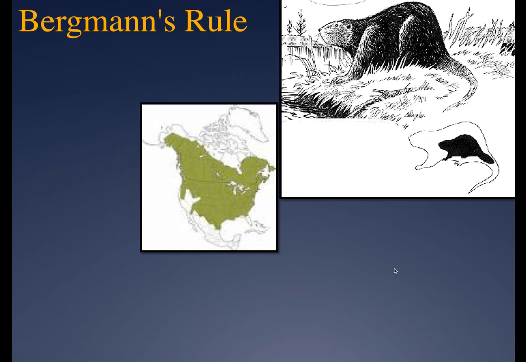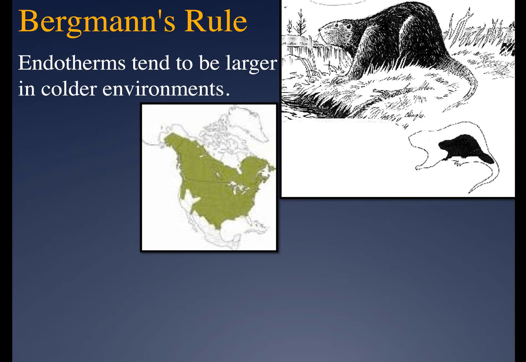All right. Here's a general principle in zoology called Bergmann's rule, and Bergmann's rule is simply this, that endotherms tend to be larger in colder environments. And so for us in North America, what that means is as you go farther north, whatever mammal you have, it's probably going to be bigger.